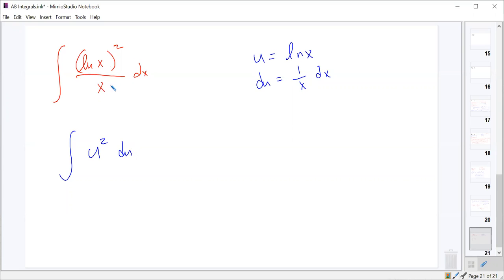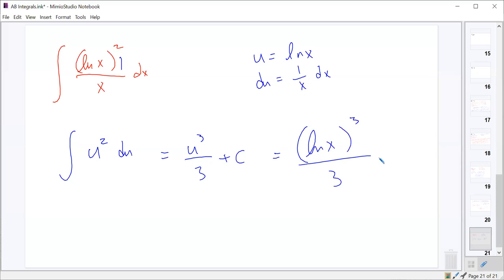The 1 over x dx, I can put a 1 there if I want. The 1 over x dx becomes your du, and your natural log of x becomes u, so it's just u squared du, or u cubed over 3 plus a constant, or natural log of x cubed over 3 plus the constant. Does that make sense?